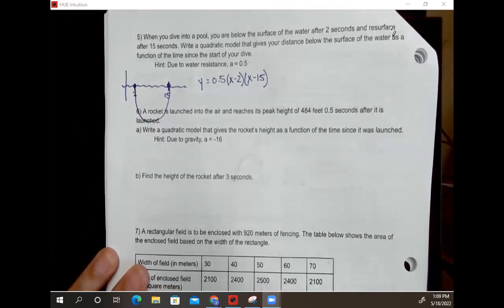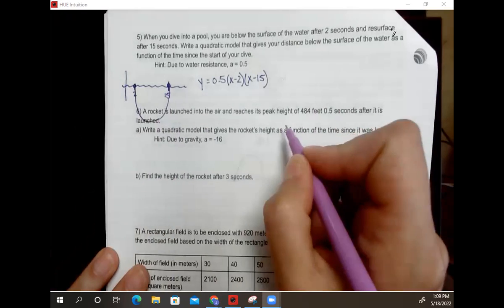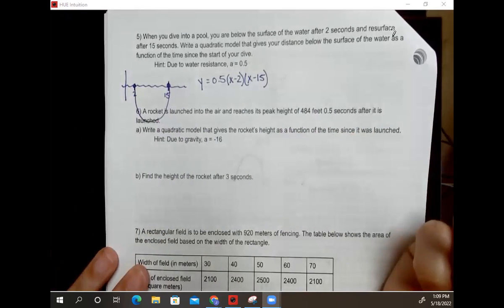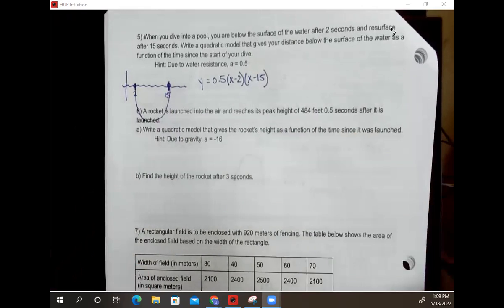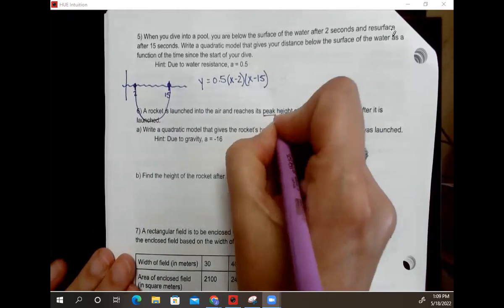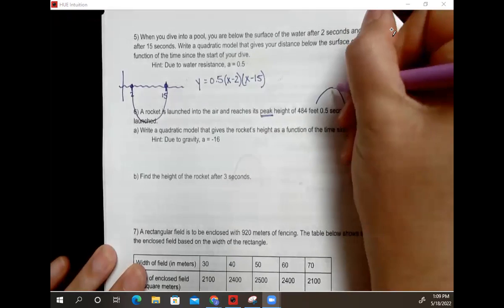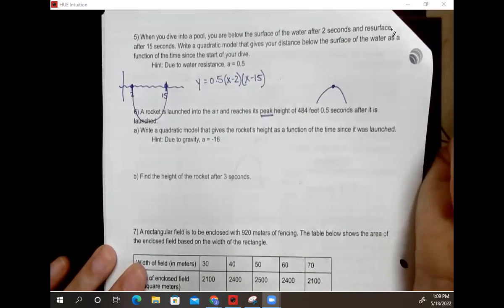Number 6, again, we have a projectile. We're launching another rocket. Launched into the air and reaches its peak height of 484 feet after 0.5 seconds. So another projectile, but again, I don't know the initial velocity and I also don't know the initial height. So I can't write that standard form equation here. What I do know is the peak of the rocket's travel. So my rocket's going up and coming down, and I know its peak.